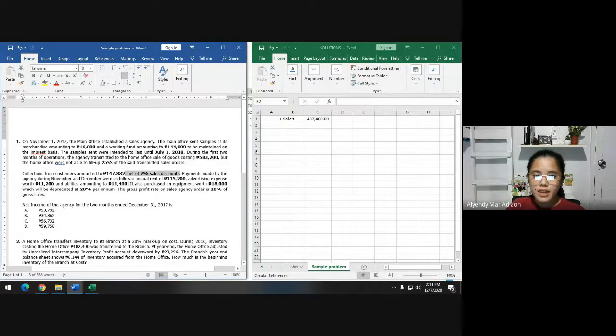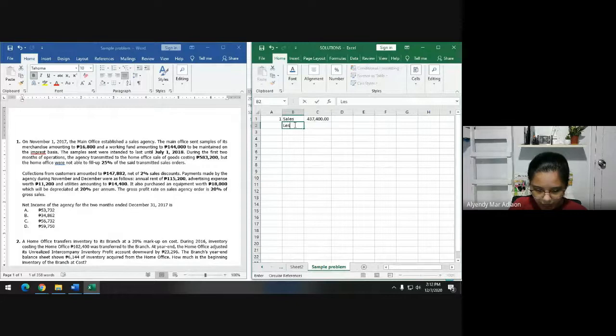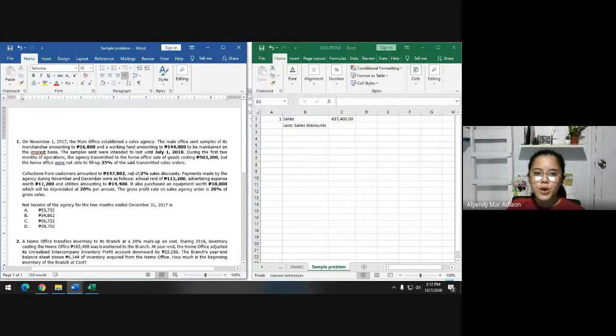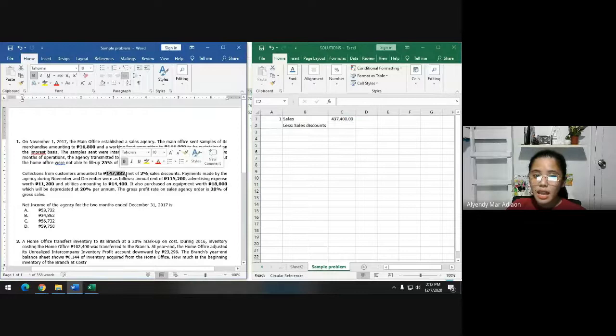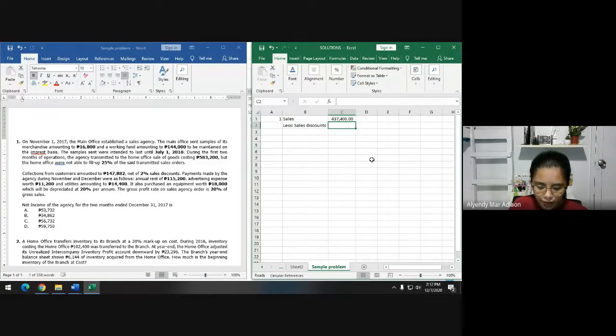Okay, 2% sales discount. But that 2% will be based on the 147,882 because these are the only actual sales discount. So that would be less sales discounts of how much? Since this 147,882 is already net of the sales discount, this means that this amount is 98% of the gross selling price. So, to get the 100%, 147,882 divided by 98%. That is to get the gross selling price.